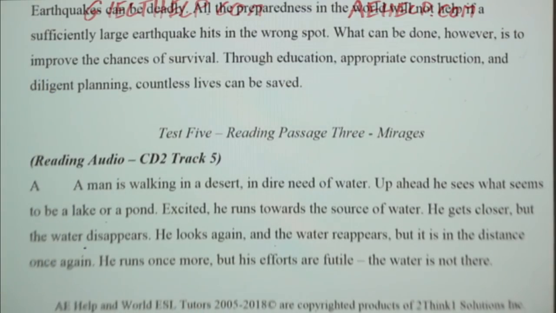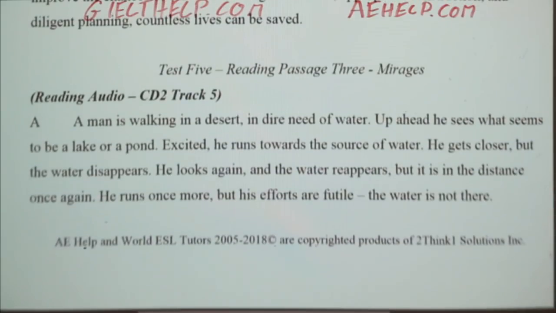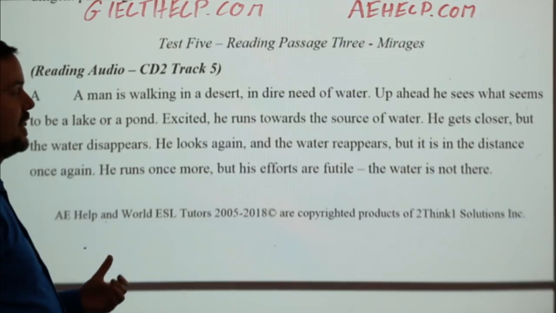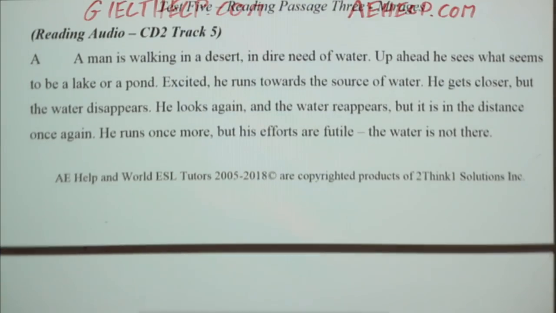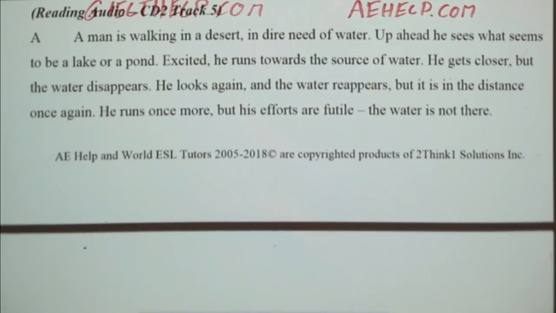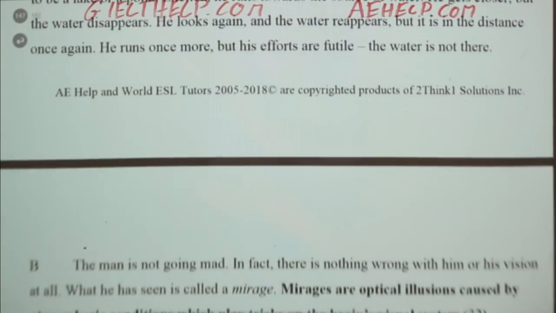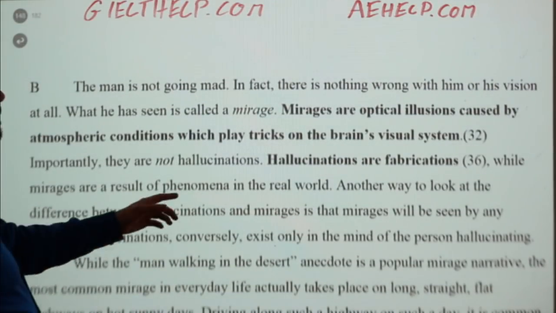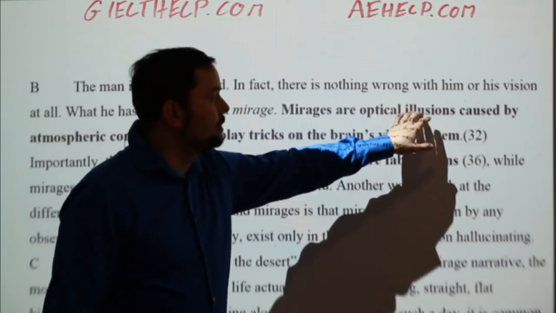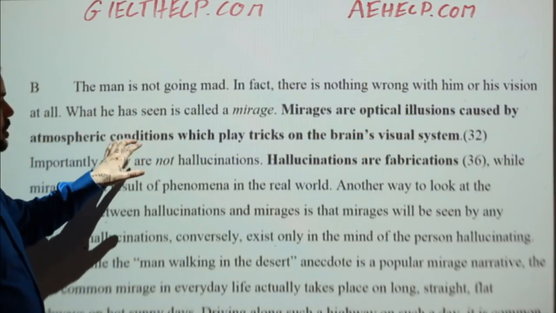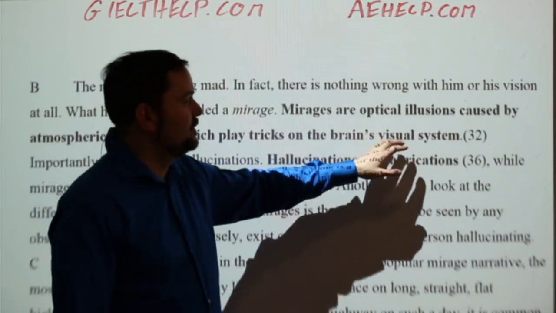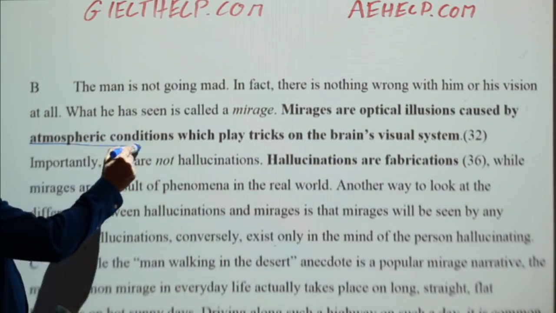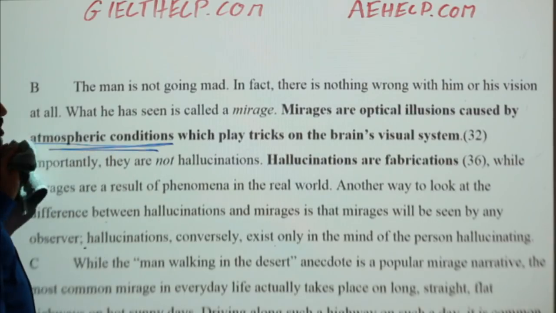So we'll look at the answer key in a second, but if you want to make sure that you're doing these steps correctly and you're finding the correct answers, go to the back of the book. You'll see the passage again. It's in a little bit of a different format. And then what happens here is it gives you where these answers are coming from. So it shows you that here, mirages are optical illusions caused by atmospheric conditions, which play tricks on the brain's visual system, is the answer section for 32. So that's why we know that the answer is atmospheric conditions for that one.